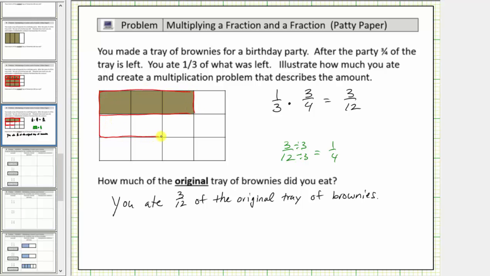1, 2, 3, and 4, one of the 4 equally sized pieces or parts is shaded, which shows 3/12 simplifies to 1/4. And therefore we can also say that 1/3 times 3/4 equals 1/4. And we can also say you ate 1/4 of the original tray of brownies.